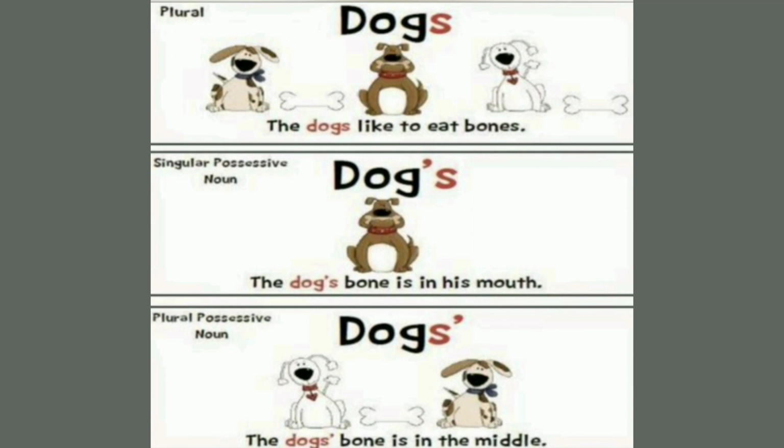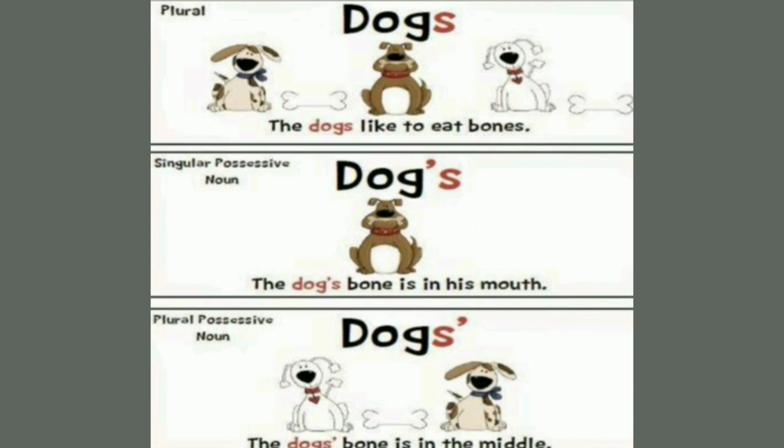A few more examples with animals. The dogs like to eat bones. The next one: the dog's bone is in his mouth. Next: the dogs' bone is in the middle. Can you see the difference?